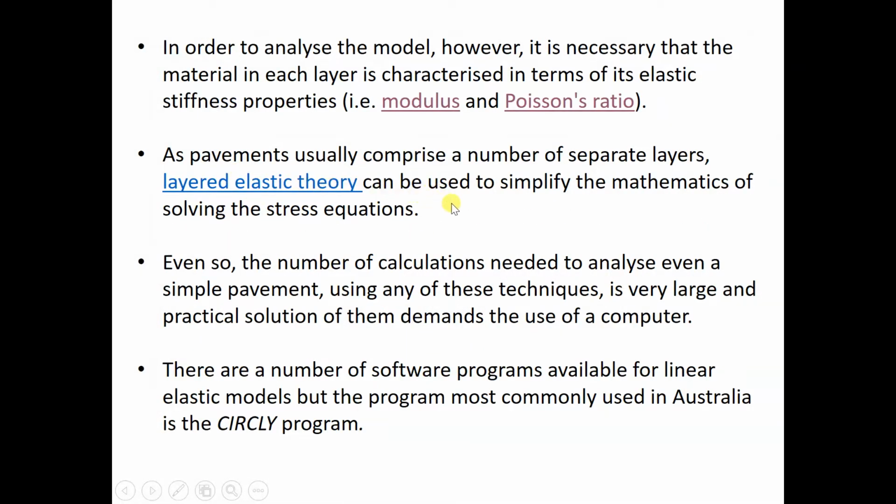As pavement usually comprises a number of separate layers, layered elastic theory can be used to simplify the mathematics of solving the stress equations. So there are many layers, and we are adopting this layered elastic theory.